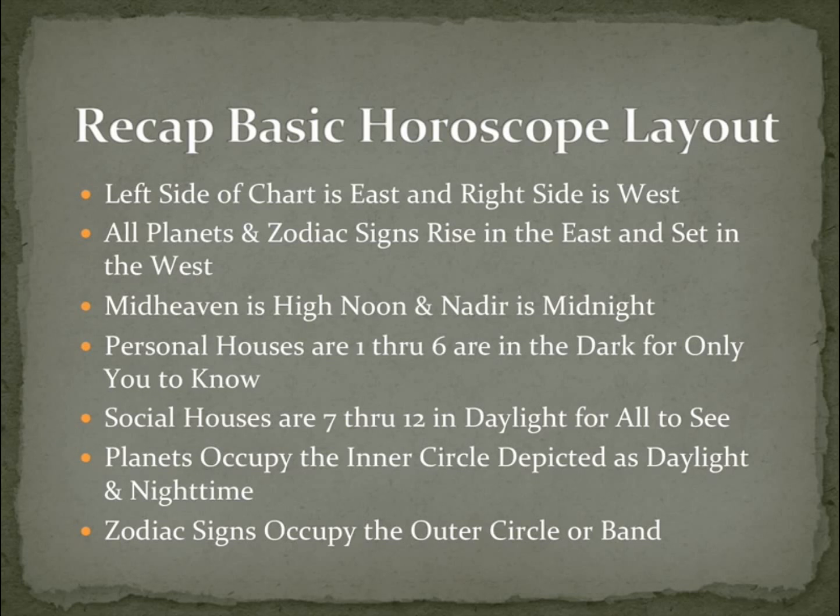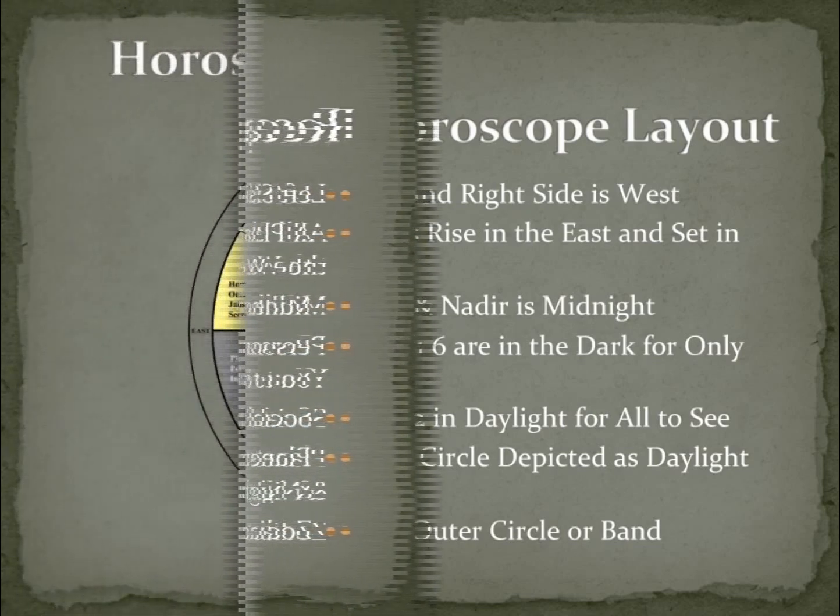Left side of the chart is east and the right side is west. All planets and zodiac signs rise in the east and set in the west. The midheaven is high noon and the nadir is midnight. Personal houses are 1 through 6 and are in the dark for only you to know. Social houses are 7 through 12 in daylight for all to see. Planets occupy the inner circle depicted as daylight and nighttime. Lastly, zodiac signs occupy the outer circle or band.